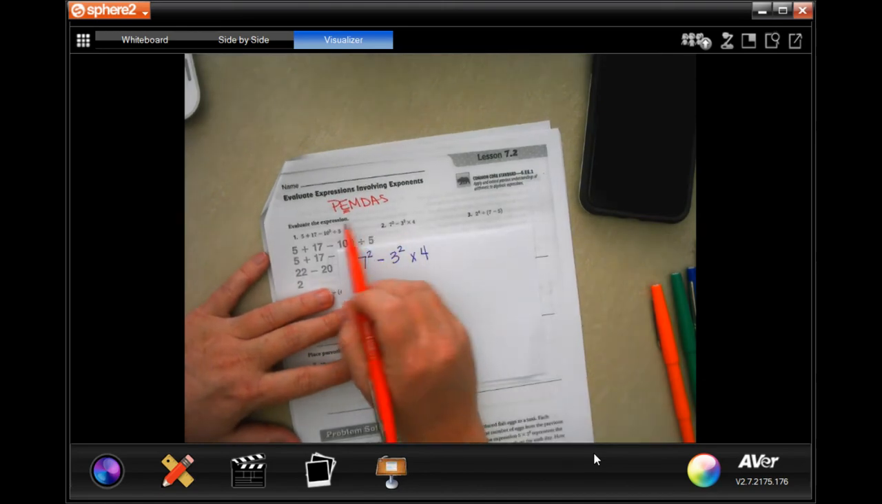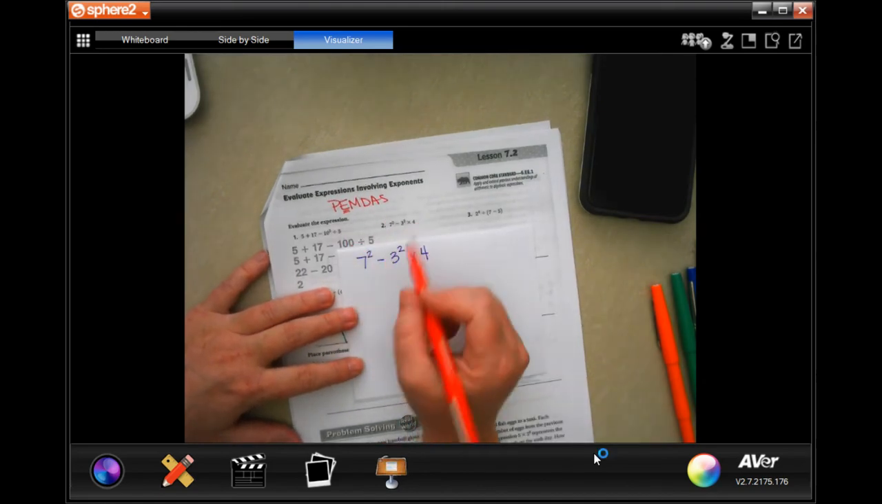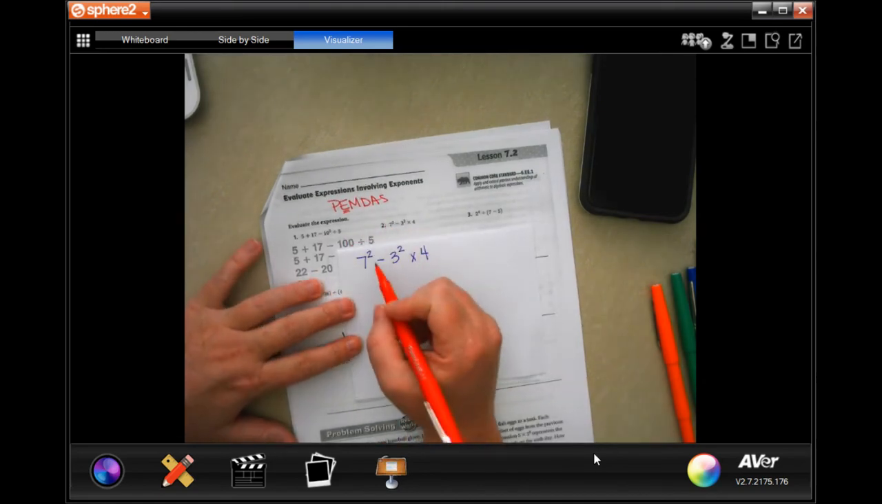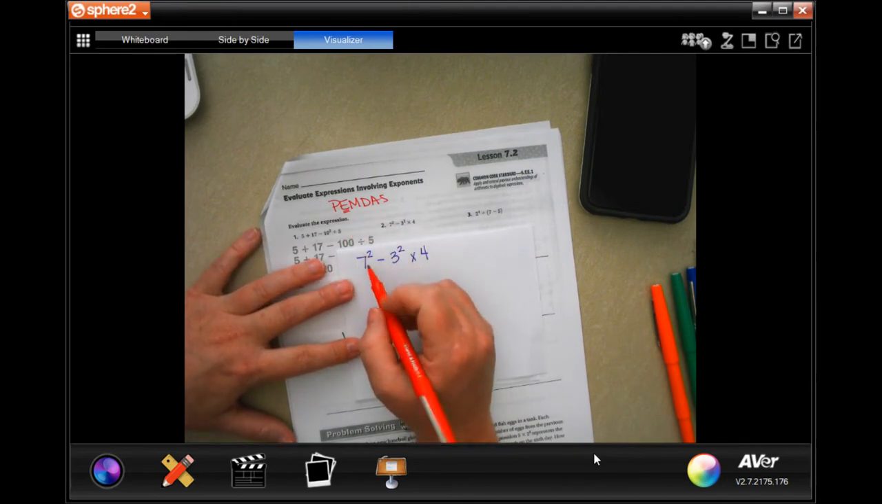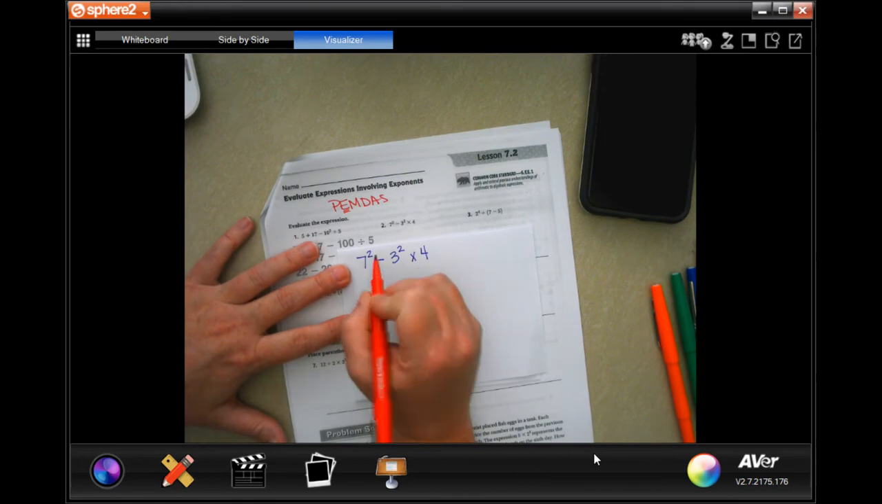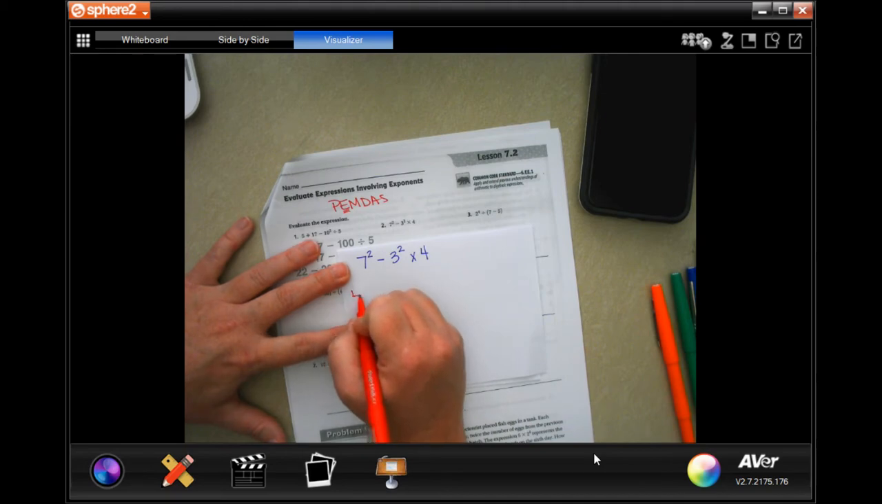So you'll notice that I wrote PEMDAS across the top of my paper. When I see that, I know I need to do parentheses first. Well, I don't have any in number two, but I do have exponents this time. Now, 7 to the 2nd doesn't mean 7 times 2, that means there are two 7s. So 7 times 7 is 49.